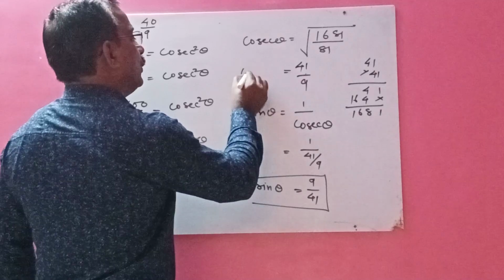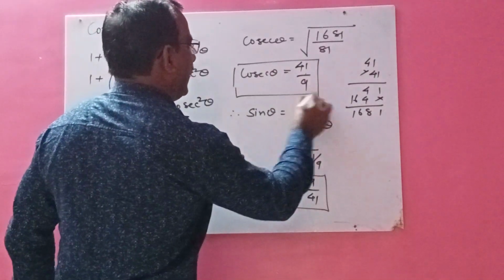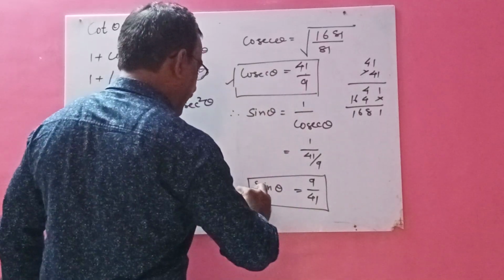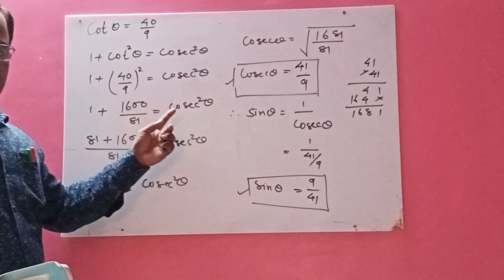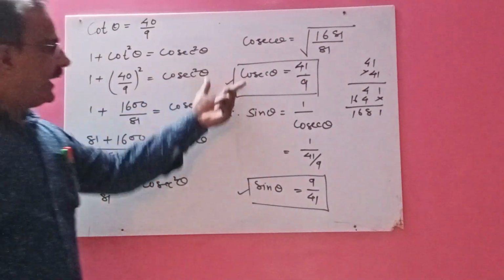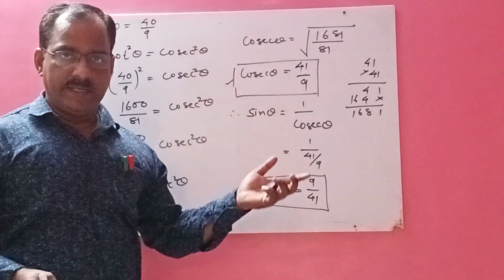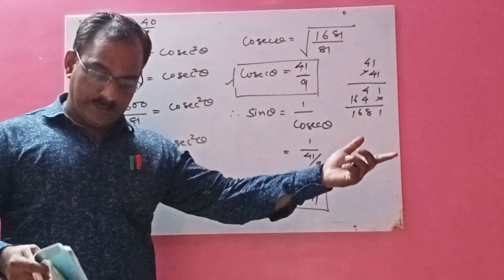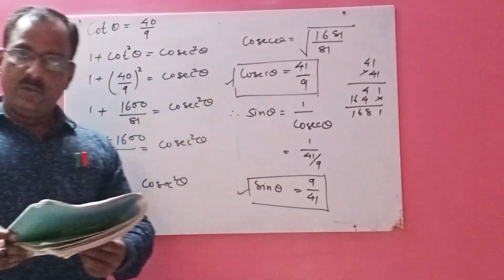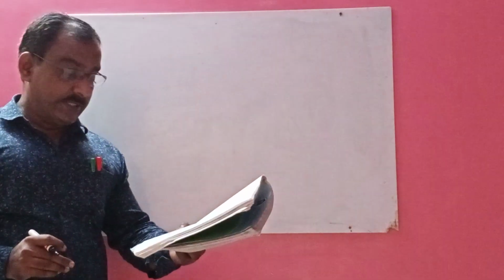Got it children? This is cosec theta. So here you can see I have calculated both cosec theta and sine theta using the trigonometric identities. You can get this answer using the right angle triangle as well. Both methods are right. Either you solve by this method or by that method. Now I will see question number 4. Question number 4, children.